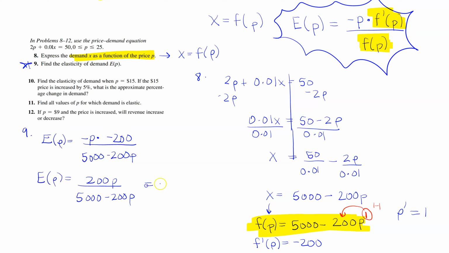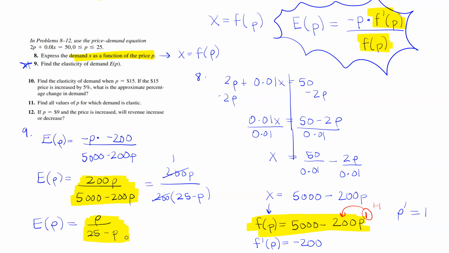Now, my math lab will factor out a 200 in the denominator. They'll simplify this a little bit, but it's completely not necessary, but I'll go ahead and do it. So if I factor 200 out of 5,000, that'll give me 25. And then if I factor 200 out of negative 200p, that leaves me with a negative p. And then those 200s will divide to 1. So my simplified version of the elasticity calculation will be p over 25 minus p. But you'll get the exact same answers whether you use the unsimplified rule or the simplified rule. And I'll count either one correct on a test. So now that we have that calculation, we can answer question 10.